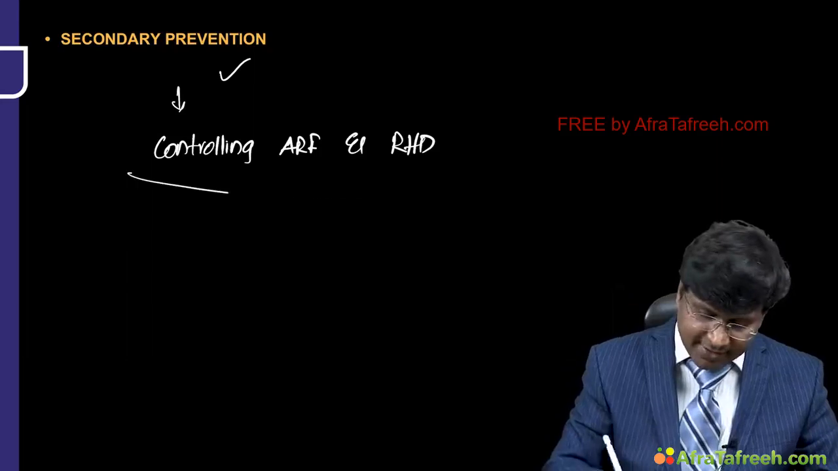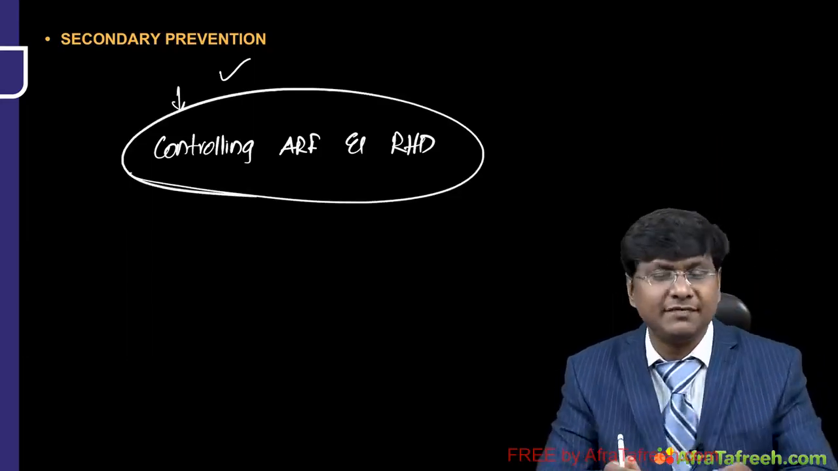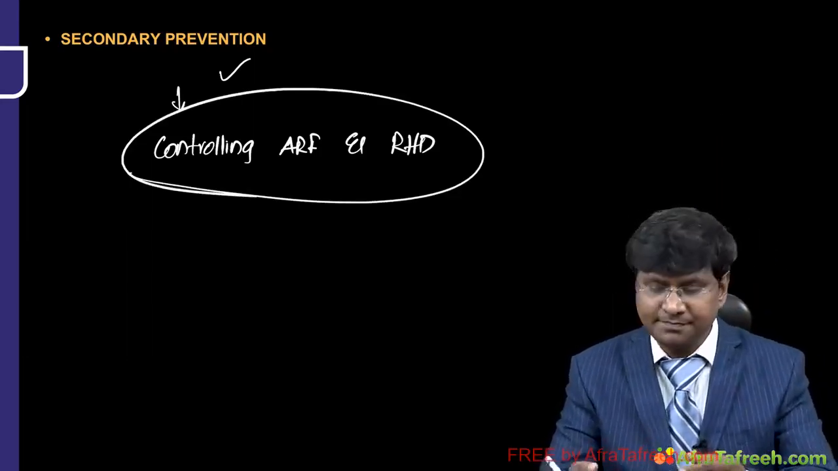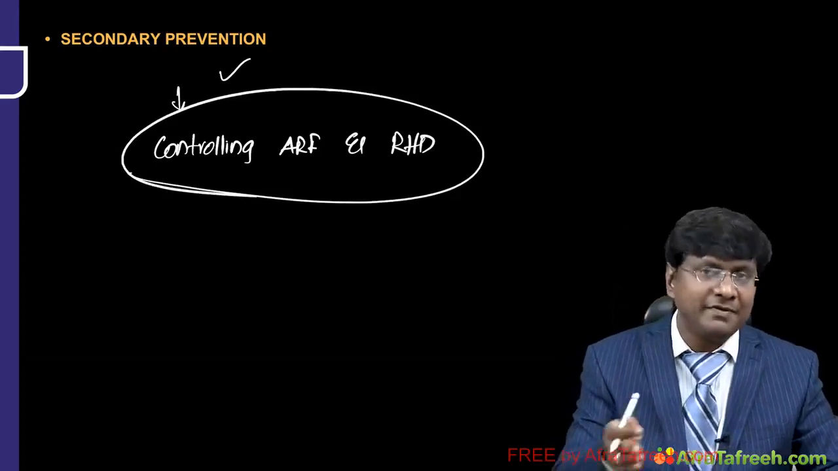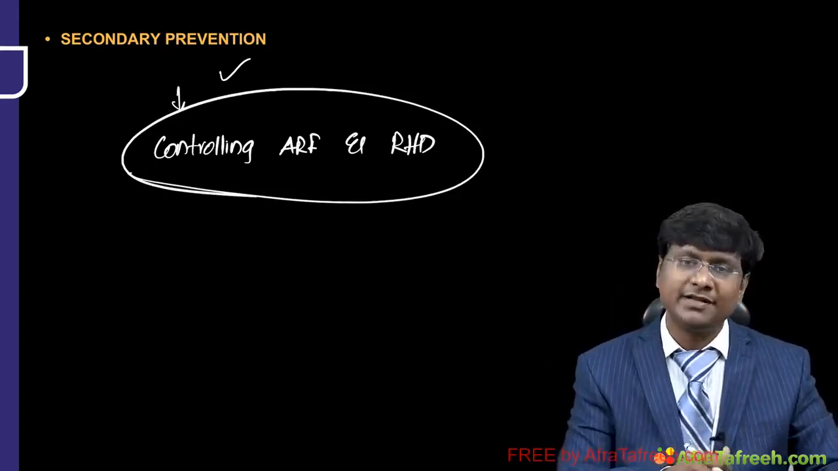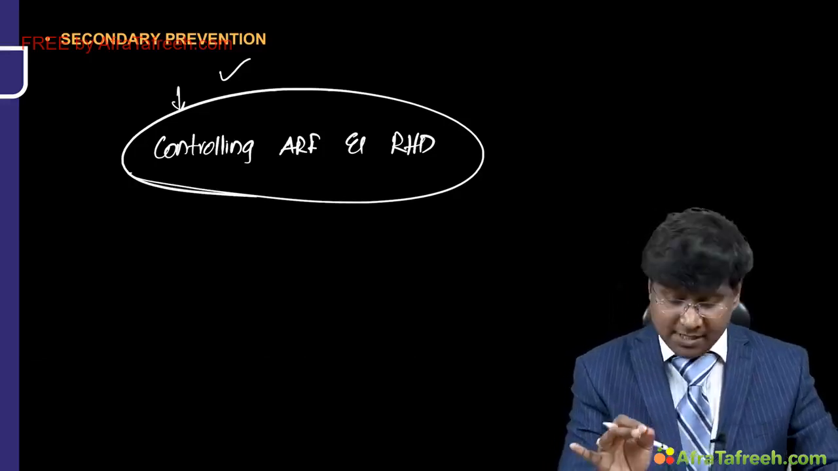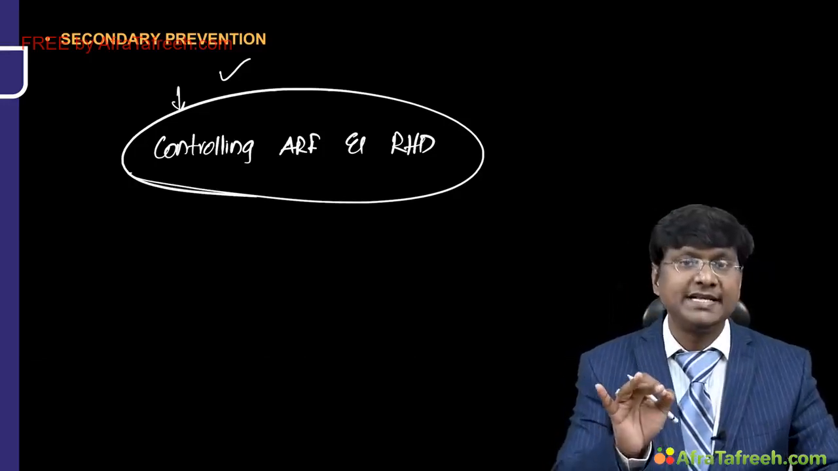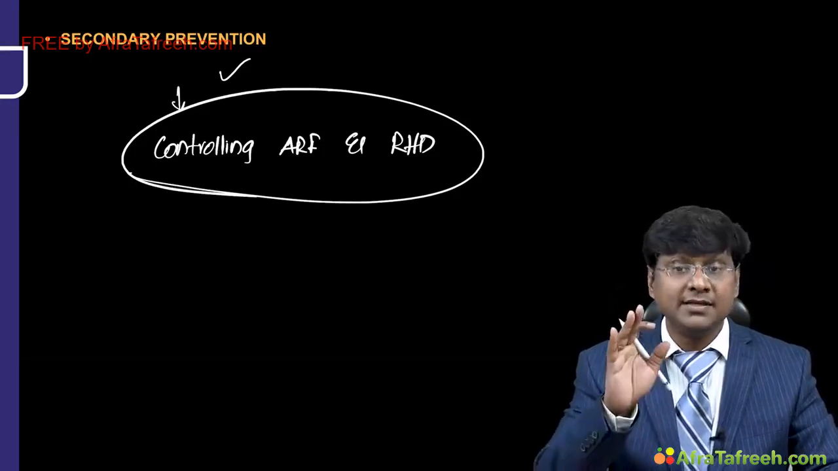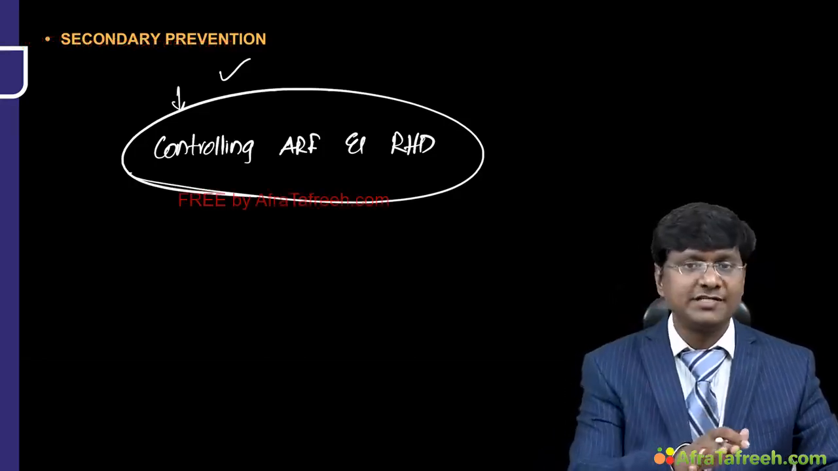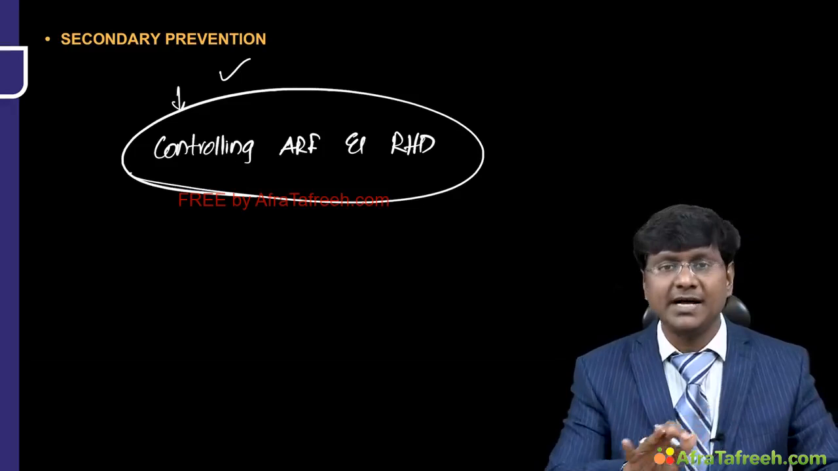And see, what are the drugs that we give for secondary prevention? You are preventing the recurrence. And how can you prevent the recurrence? It is by your penicillin. And this prophylaxis is very much preferred in the high risk population. And I have already discussed what we mean by the word high risk.